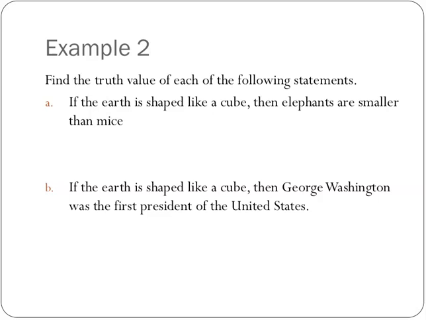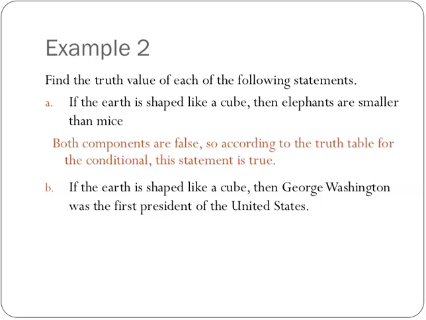Then elephants are smaller than mice. Are elephants smaller than mice? No, that's also false. Okay, so we have P is false, Q is false. So according to the truth table, the last line, this statement is true. Now it seems a little bit ridiculous because of the statements that are there. But what it's saying is if the earth is shaped like a cube, which it isn't, then elephants are smaller than mice, which they're not. So that is a true statement as a conditional statement.